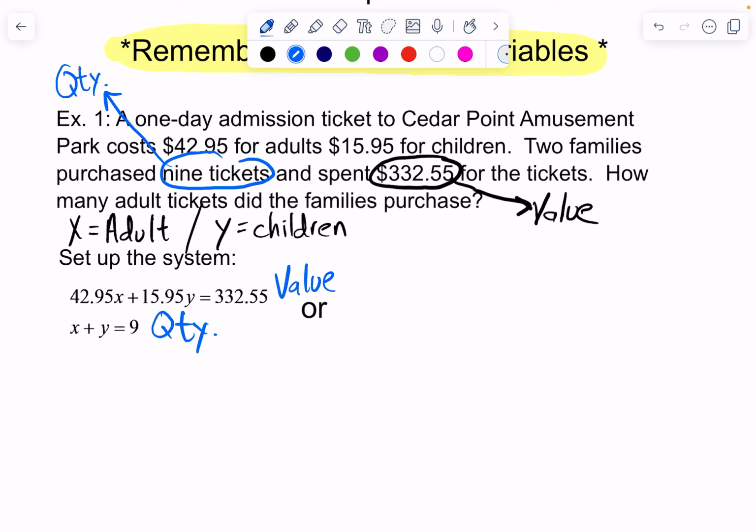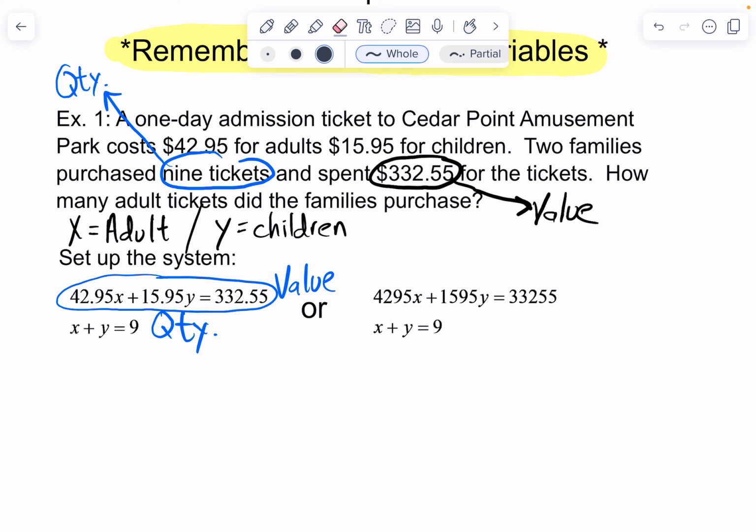A lot of times my students don't want to work with decimals. So you can multiply by powers of 10, depending on how many decimals you want to move to the right, in order to make that conversion. For every decimal that you want to move to the right, you have to multiply by a multiple of 10. In this case, there's 2 decimals, so we're going to multiply by 100, giving me the following. And now we have our system.